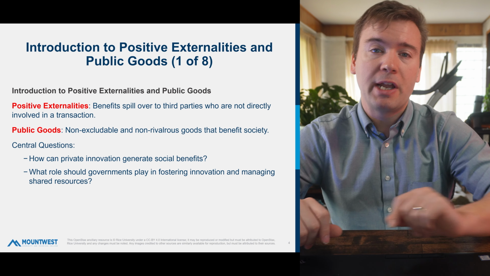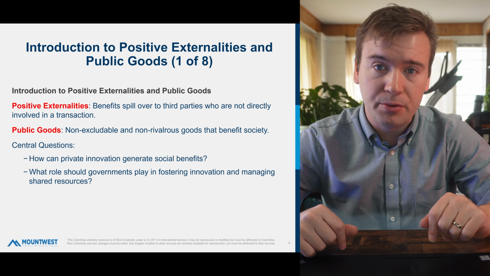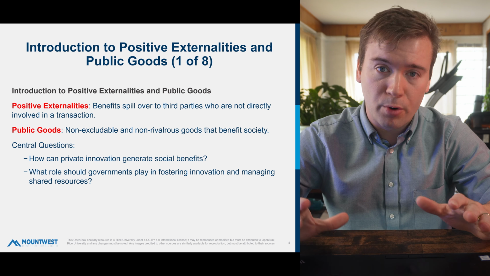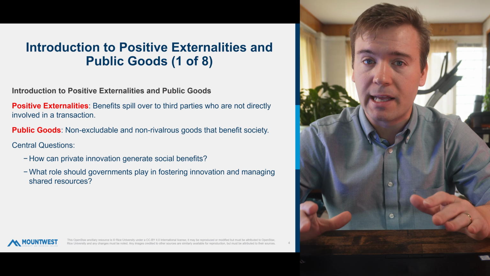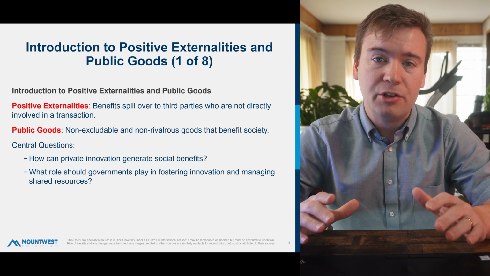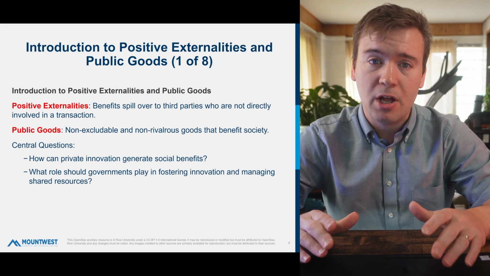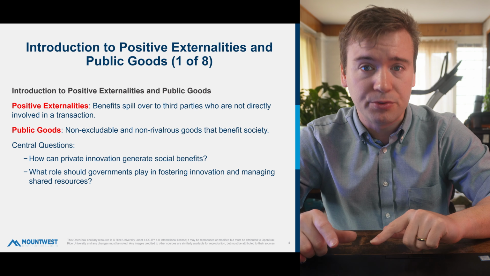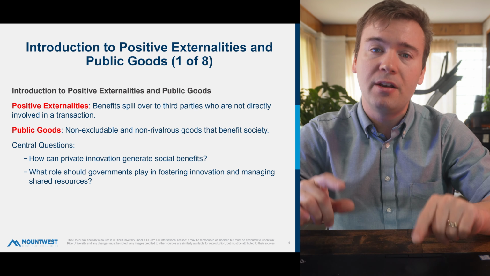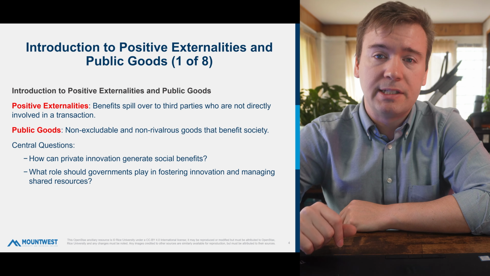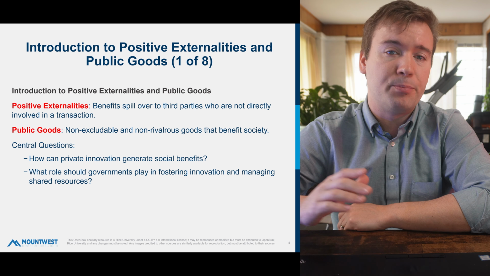Public goods, on the other hand, are goods that are non-excludable and non-rivalrous in nature. We'll talk more about what that means when we get to that section. But basically that means that it's difficult or impossible to prevent people from using these public goods, and one person's use doesn't diminish another person's ability to benefit. So these goods tend to benefit society very broadly.